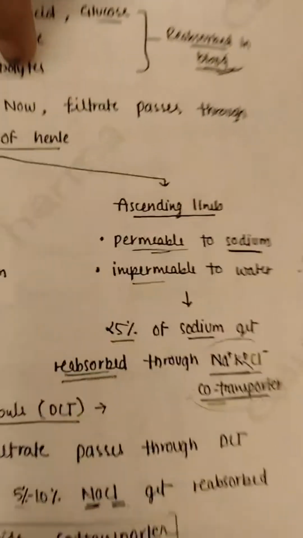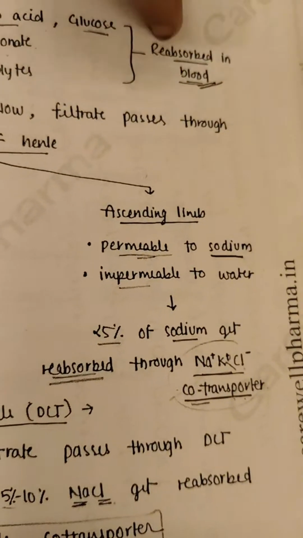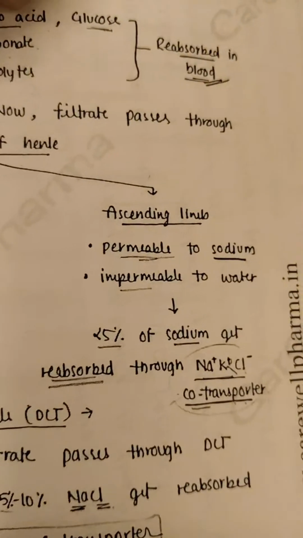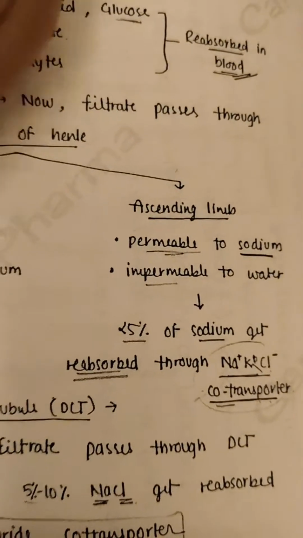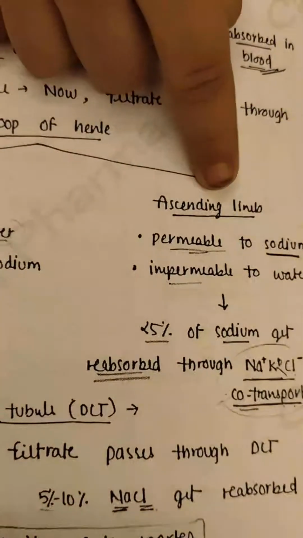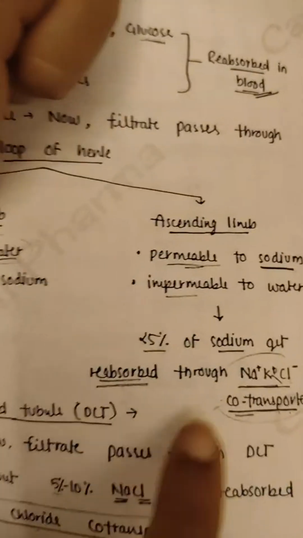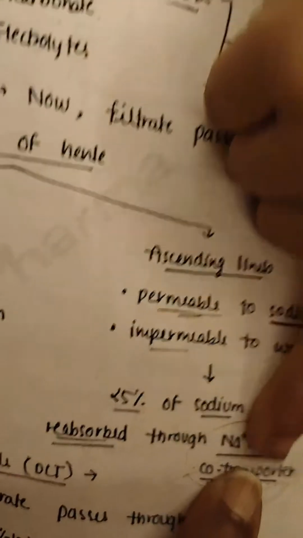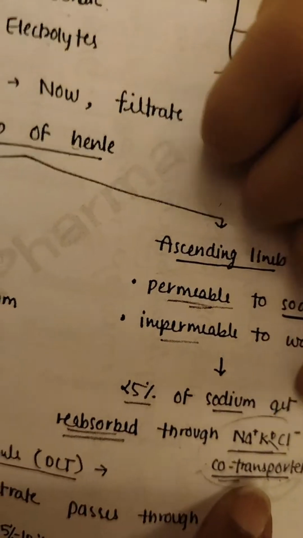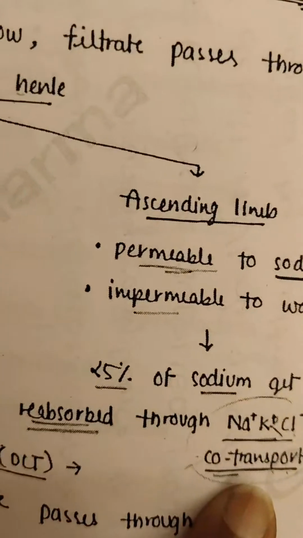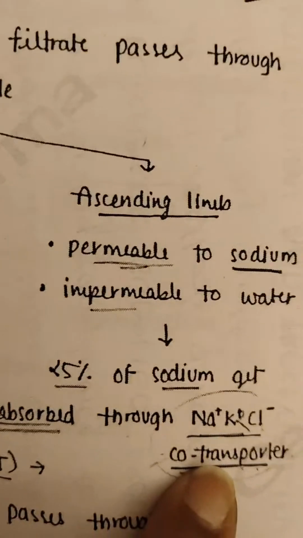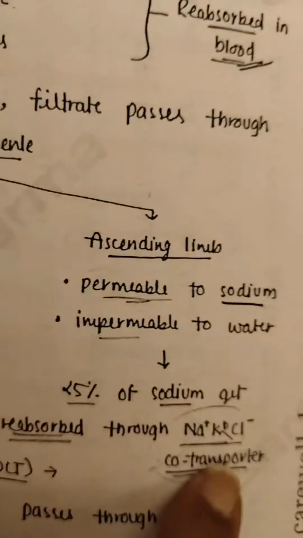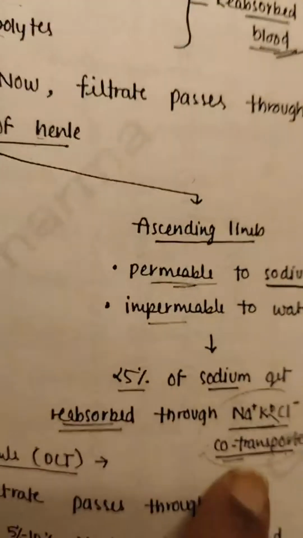Here it is written that it is impermeable to water but permeable to the sodium ion, due to which 25% of sodium can be reabsorbed through the sodium-potassium co-transport channel. As I mentioned, this is very important. Here in the loop of Henle, the sodium, potassium and chloride are reabsorbed, and due to this transporter channel the reabsorption is possible.